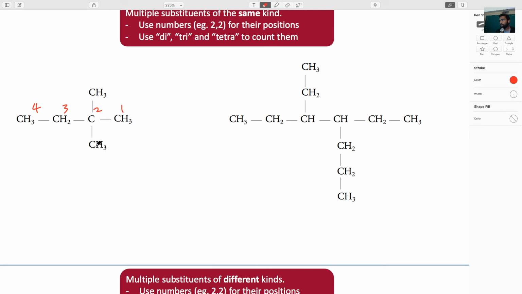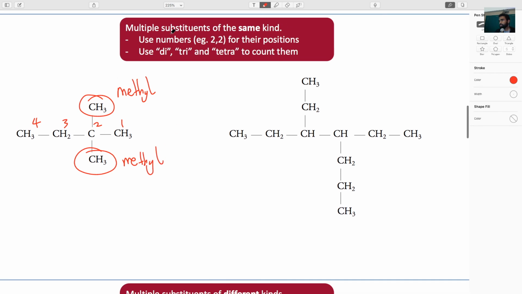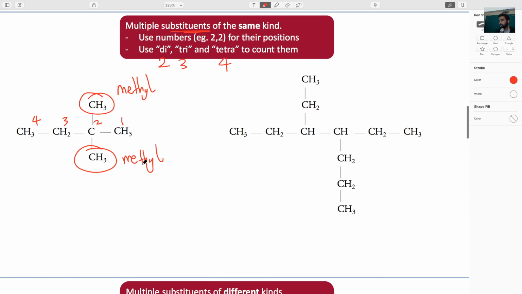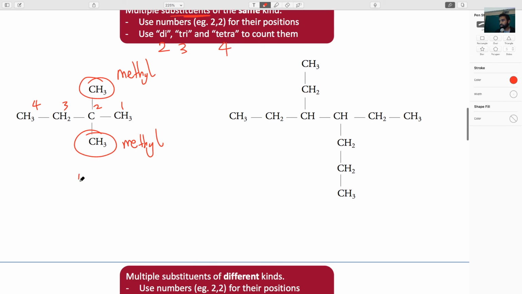Now that we have done that, we see that there are 2 substituents, 2 children. The children are both methyls because they both have just 1 carbon. So we have a methyl here and we have another methyl here. It says when you have multiple substituents, use di, tri, and tetra to count them. Di is for 2, tri is for 3, and tetra is for 4. So here we have 2 methyls, so it's going to be dimethyl.